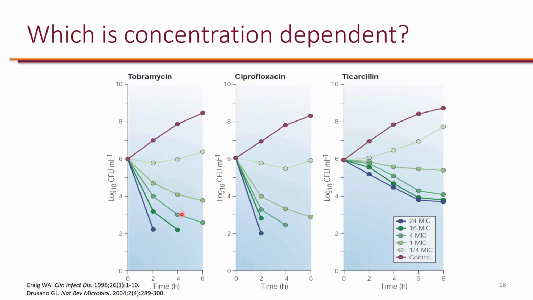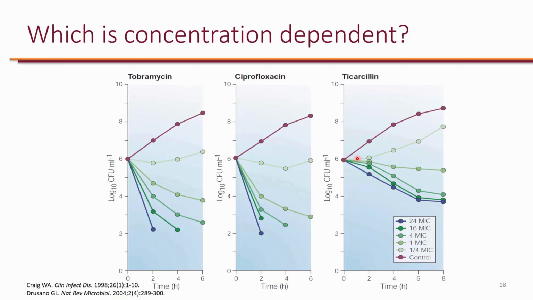Now let's look at ciprofloxacin. Ciprofloxacin, they did the same experiment. So you can see that as they increase the concentration of ciprofloxacin, more and more of the organism died as time went on. Now compare that to ticarcillin, which is a beta-lactam.